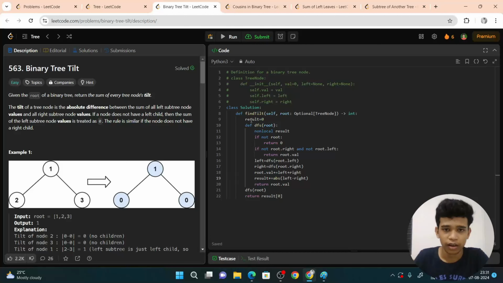See here, result is equal to 0. We declare the result as 0. Now this result is what? An enclosed variable. That's why I used nonlocal for the result inside the DFS function. Now, if not root, then what should I do? I said just return 0.